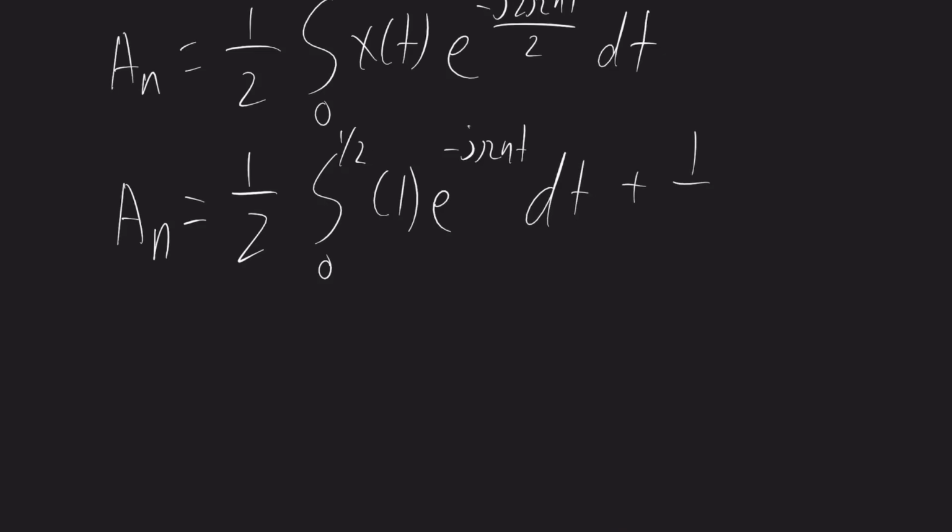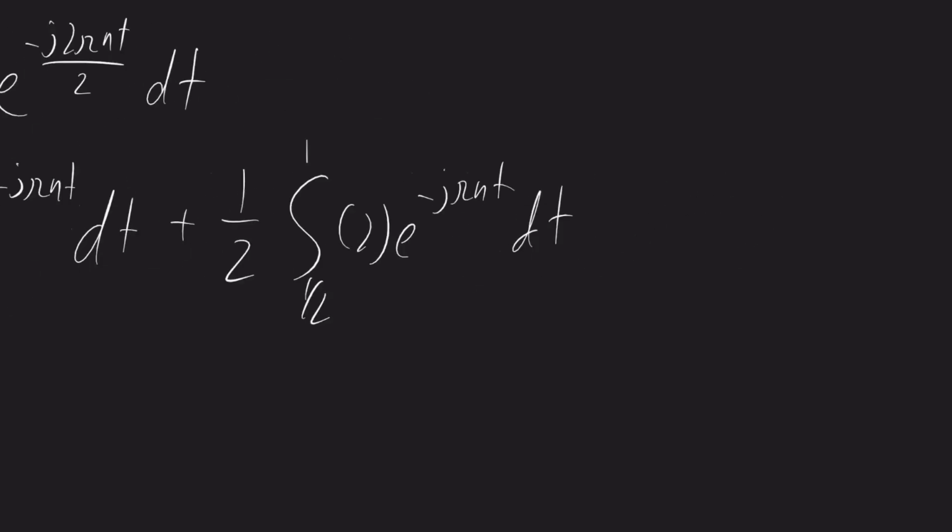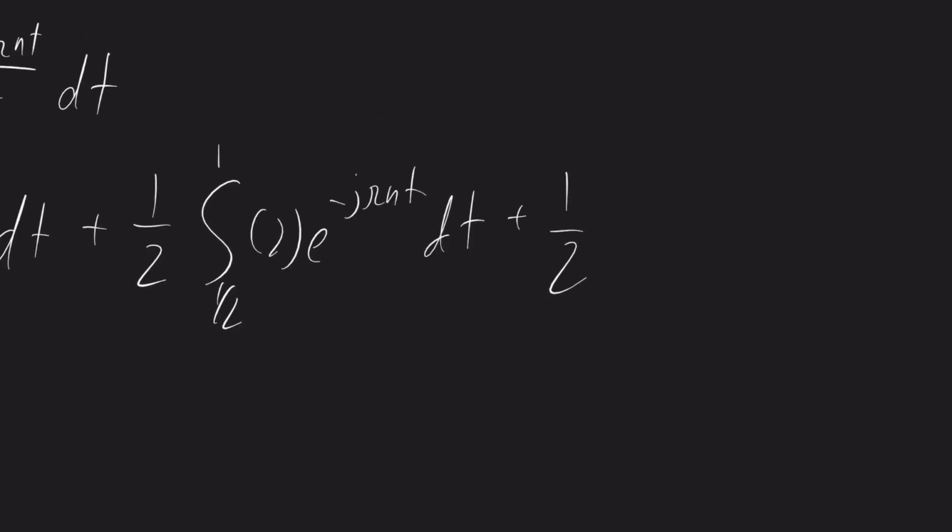Then the next integral is going to be 1/2, and the region will be 1/2 to 1. x of t is going to have a value of 2. And again, it'll be e to the negative j pi n t dt. And the third region will be 1/2 from 1 to 2, where x of t always has a value of 0, so that will cancel out.